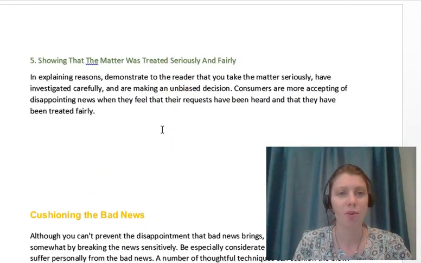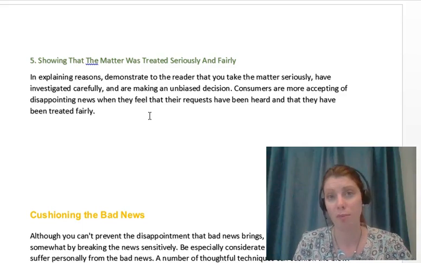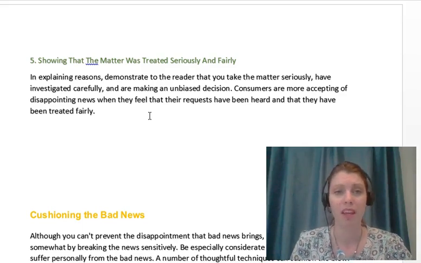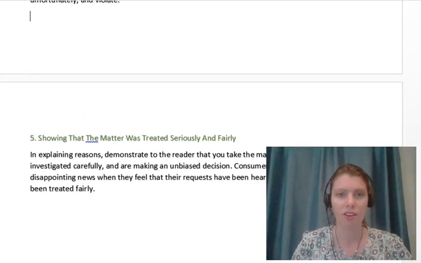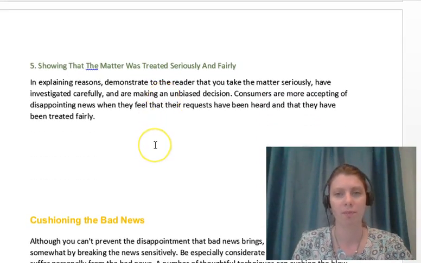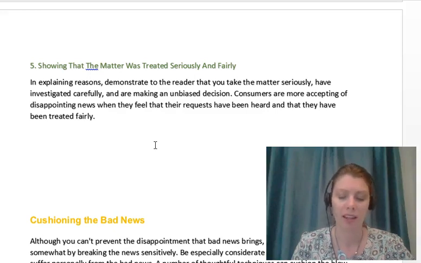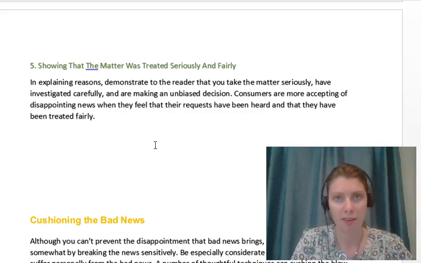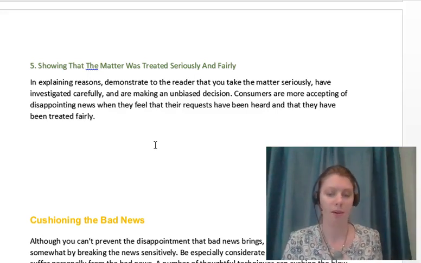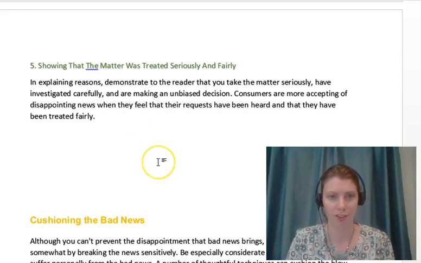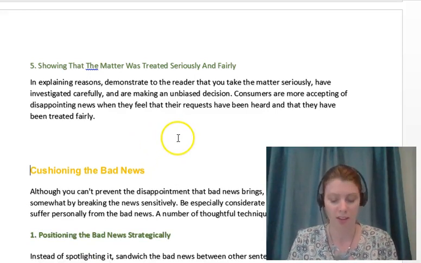Another technique is showing that the matter was treated seriously and fairly. So in explaining your reasons, demonstrate to the reader that you do take the matter seriously. You've investigated and you are making an unbiased decision. Consumers are more accepting of disappointing news when they feel that their requests have been heard and that they've been treated fairly. Avoid passing the buck or blaming others, especially within your own organization. Such unprofessional behavior makes the reader lose faith in your company and other services that you may have been able to provide them if you had kept the relationship.